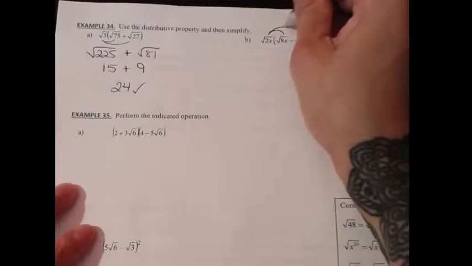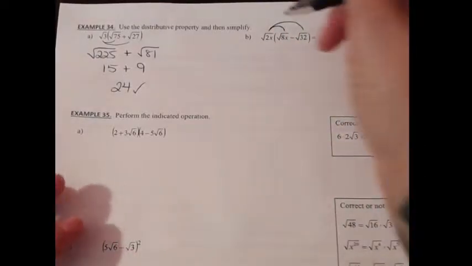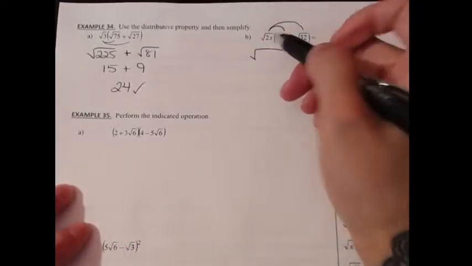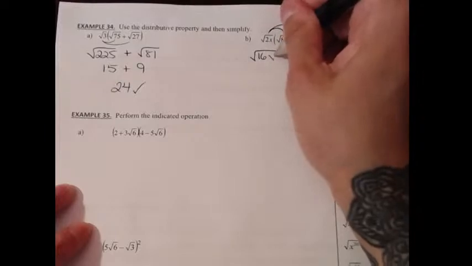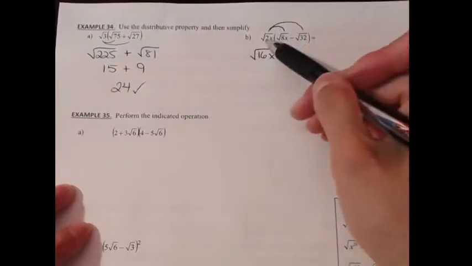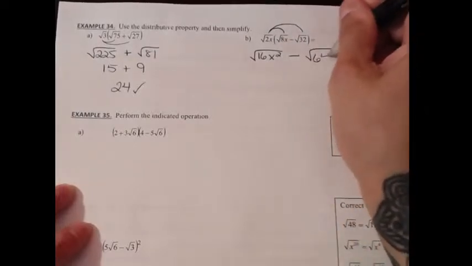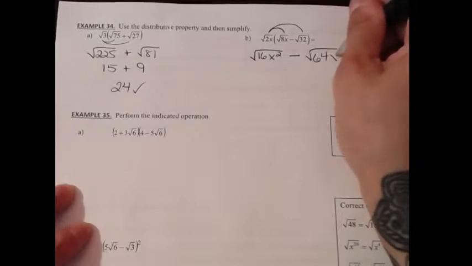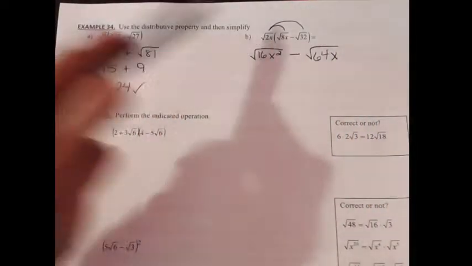You distribute to drop parentheses. That idea will never change. For our first square root, 2 times 8, 16. X times x, x squared. Minus square root of 2x times square root of 32. 2 times 32, that's 64. Don't forget you still have an x. Okay, be careful with that. Don't just erase an x from existence.